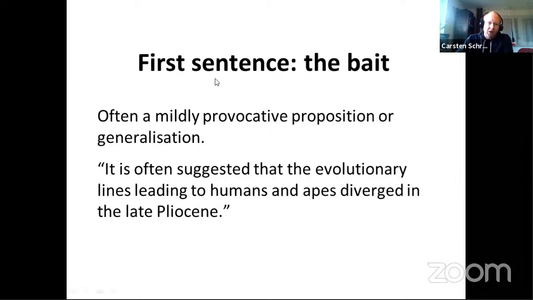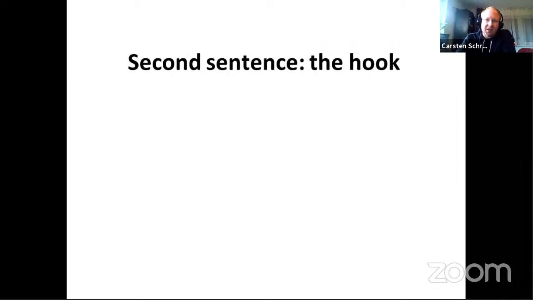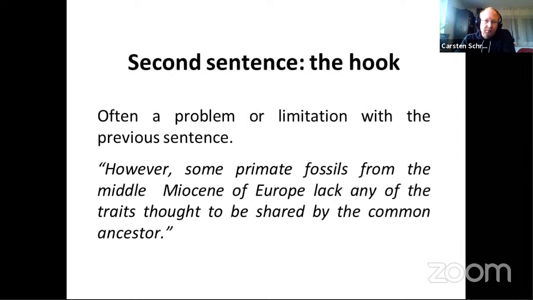And it's provocative because the term "it's often suggested" already indicates that maybe the authors of this study have another opinion or have data that are opposing this generalized opinion. The second sentence, the hook, often names a problem or limitation with the previous sentence. So the hook should not be "not much is known about", but it should be a hook in the way that what is known is actually not good enough or maybe even wrong.